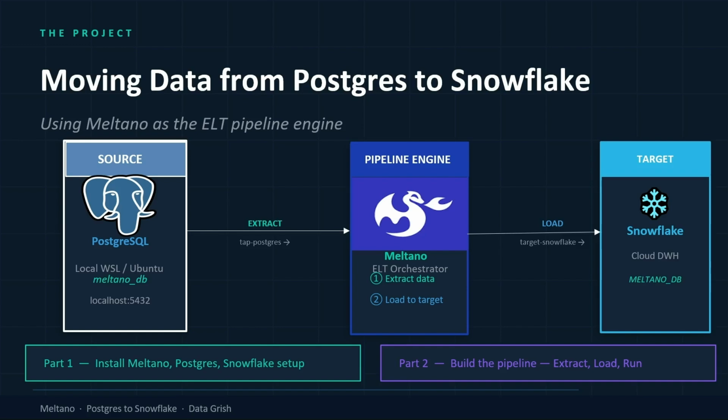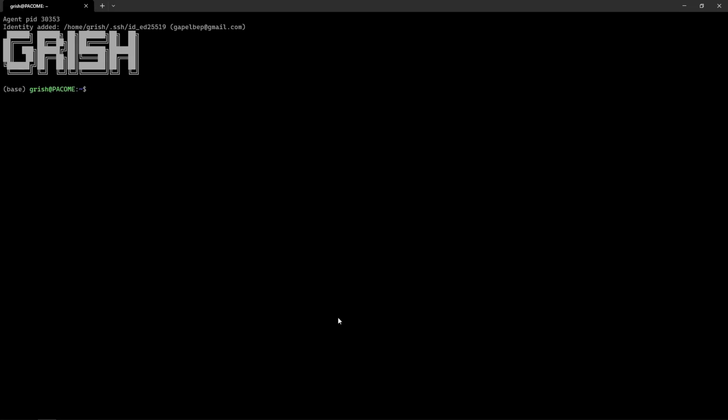To create our project, let's open our terminal and type meltano init. Now you'll be putting the name of your project. Let's put Postgres Snowflake. That's the name of our project, and you'll be creating a Meltano project. Very simple. Just click enter.